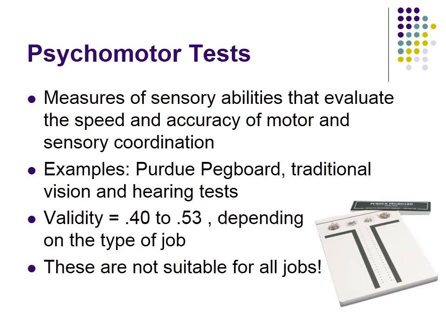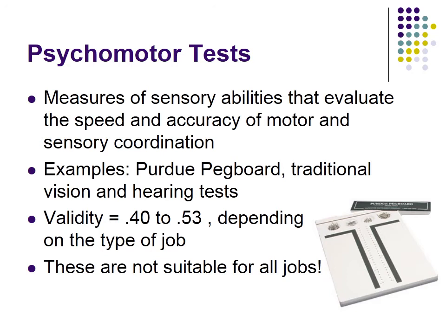Another type of test that we can use is psychomotor tests, so measuring the sensory abilities and evaluating speed and accuracy of motor and sensory coordination. An example is pictured here, the Purdue pegboard. Basically, it is a speed test where you're having to do a very monotonous set of tasks, but the idea is you're putting pegs in a board and then pulling them out and seeing how many you can do in a very short period of time with no actual errors.